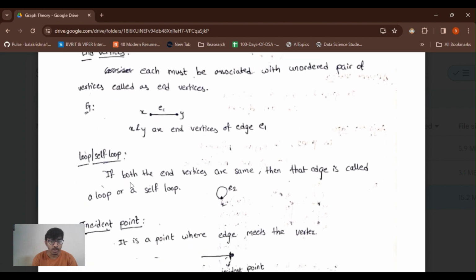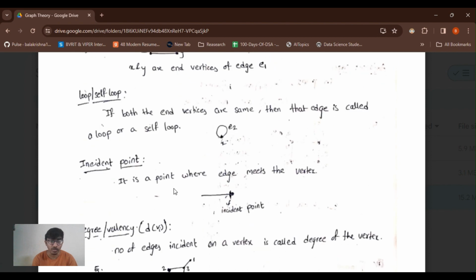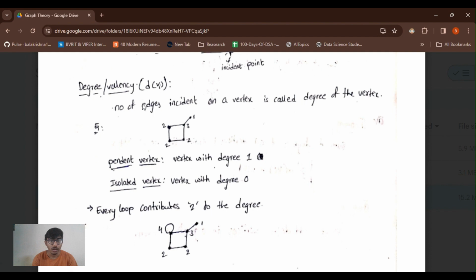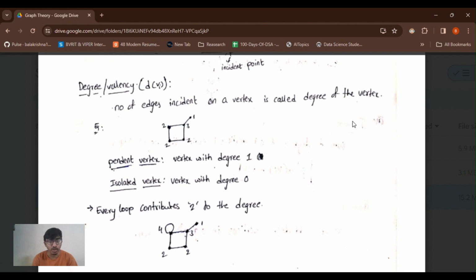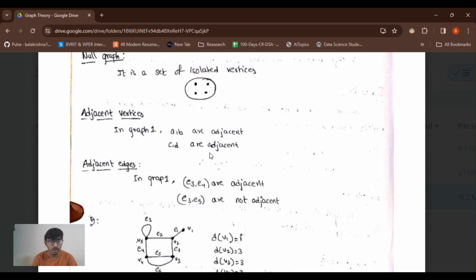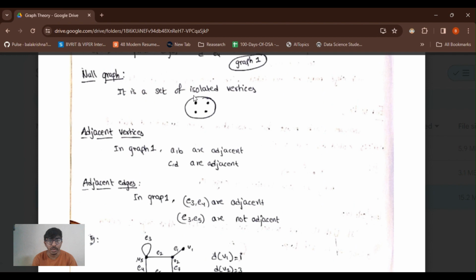So we have to study self-loop, which means where the end vertices are the same, then the edge is called a self-loop. And we have to study degree or valency. The number of edges incident on a vertex is called the degree of the vertex. Next, null graph. It is a set of isolated vertices. So this is an example of the null graph.